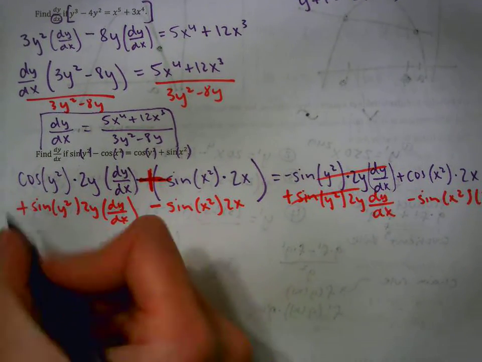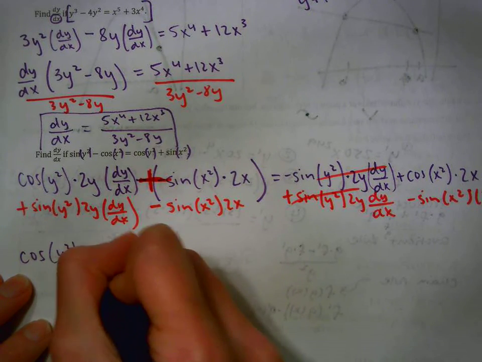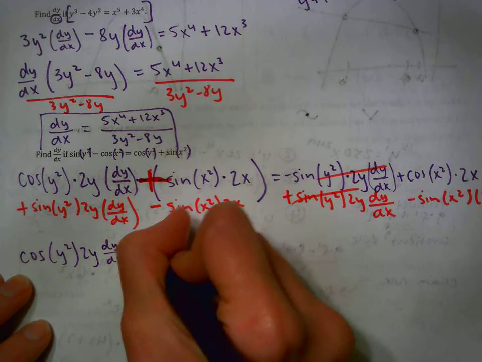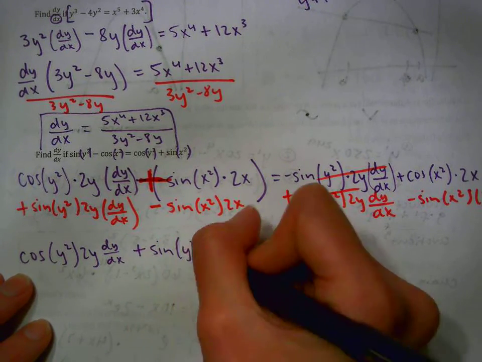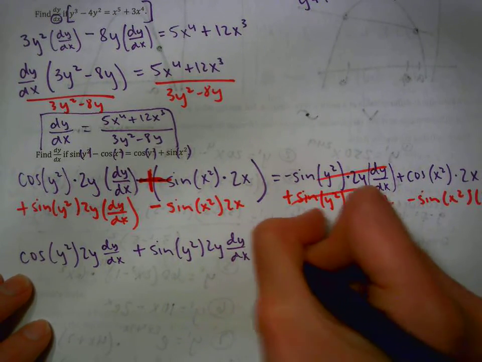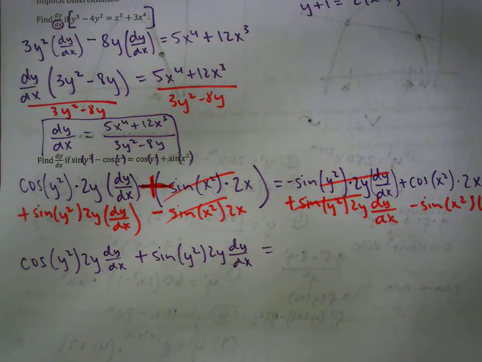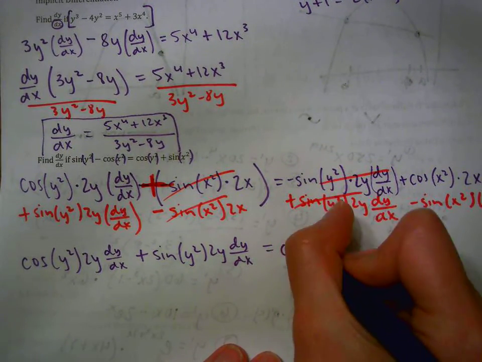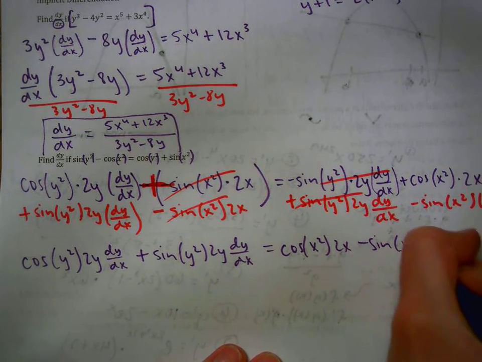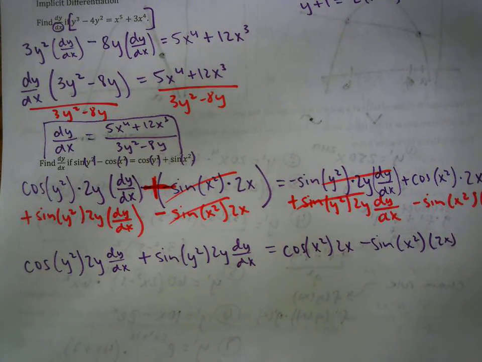Okay, so then we are left with cosine y squared 2y dy/dx plus sine y squared 2y dy/dx equals, right, because these canceled too. What's left over here is positive cosine x squared 2x minus sine x squared 2x. I'm putting parentheses sometimes and sometimes I'm not.